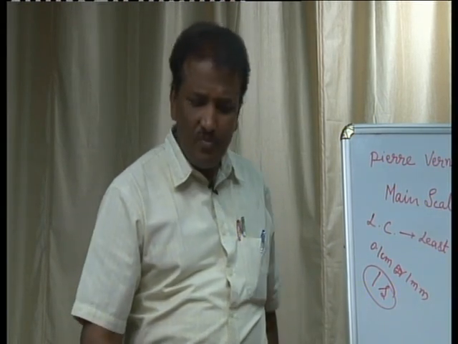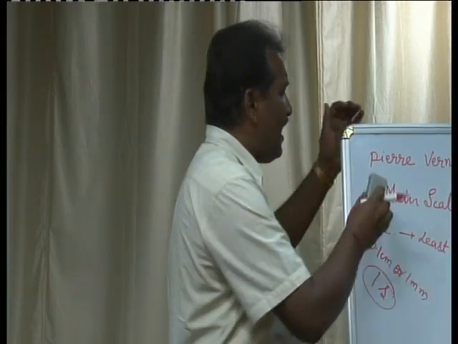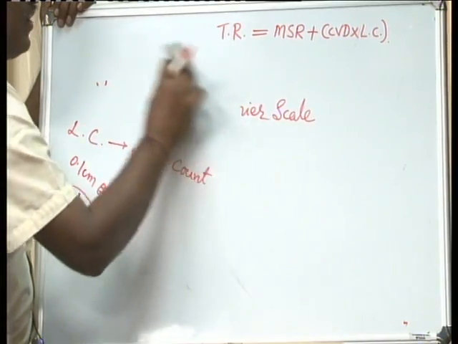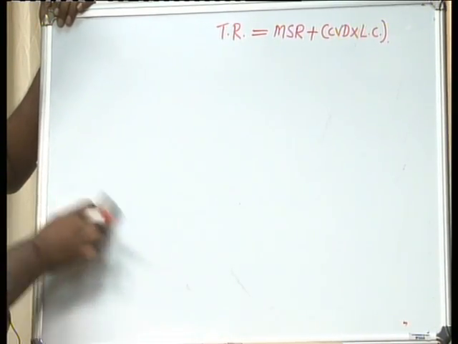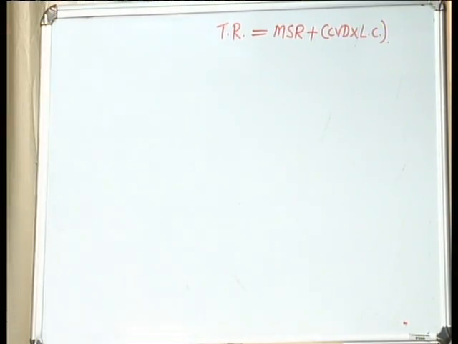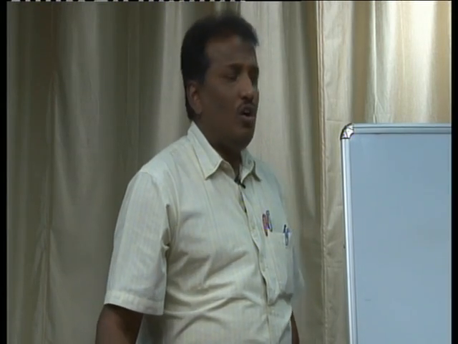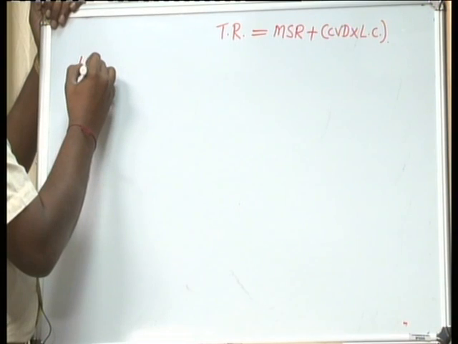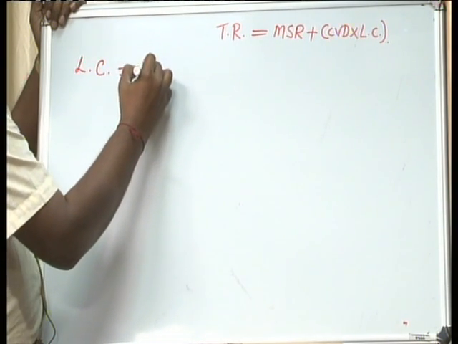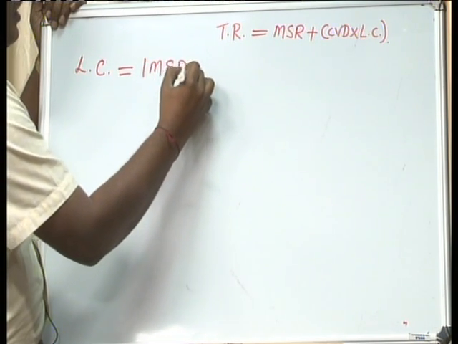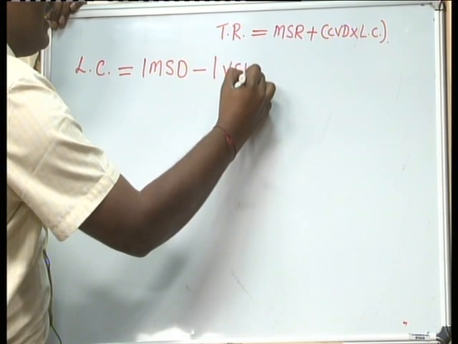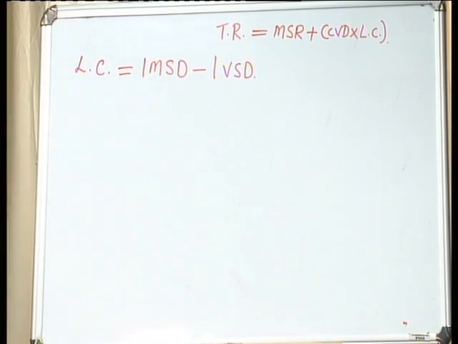Here, since our measuring instrument, the vernier calipers, has more than one scale, it definitely has a least count, so we should measure the least count of the measuring instrument. How can we measure it? By definition, the least count of the vernier calipers is the difference between one main scale division and one vernier scale division. This is the basic definition of the least count for a vernier calipers. 1 MSD means the value of 1 MSD, 1 VSD means the value of 1 VSD.